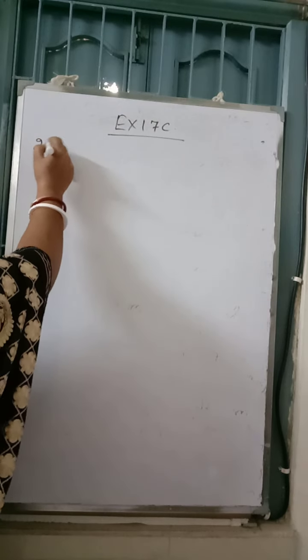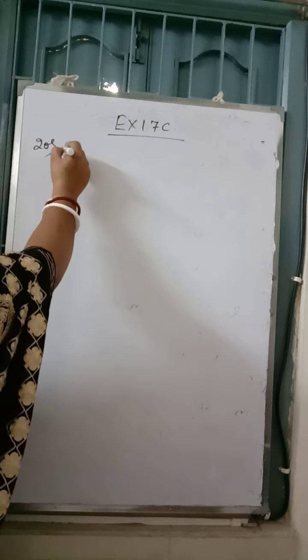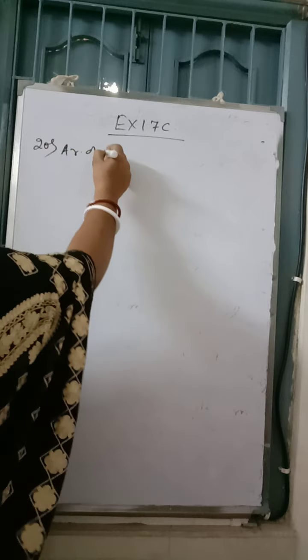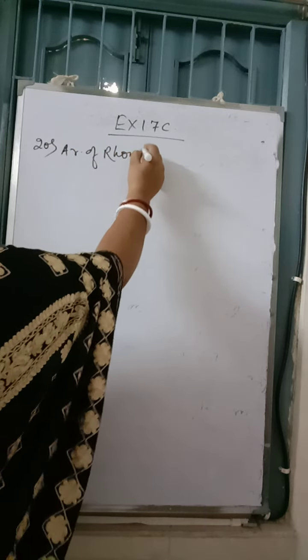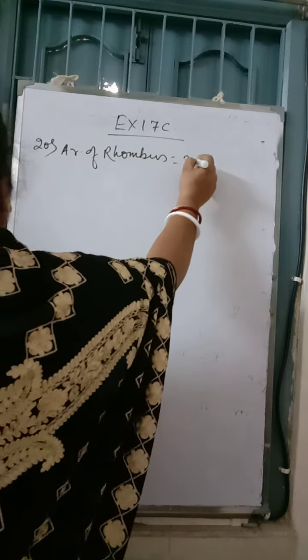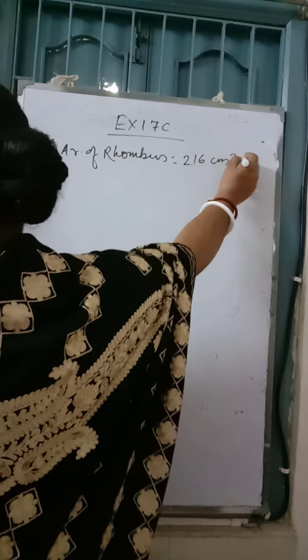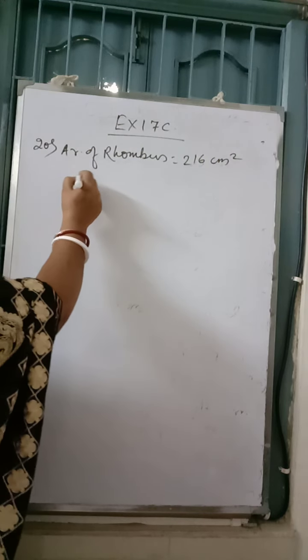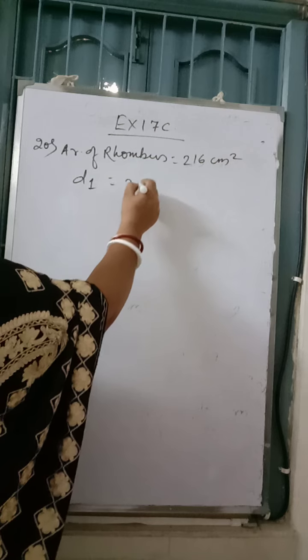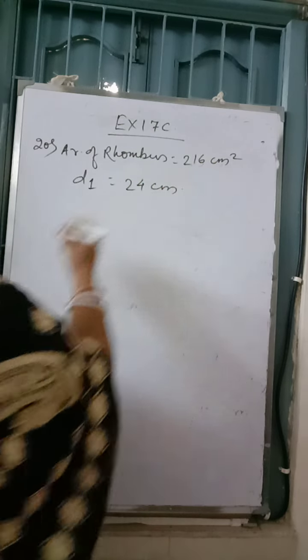Yes. In yesterday's live class we completed up to question number 19. Look at question number 20. It says the area of a rhombus is 216 centimeters square, D1 is equal to 24 centimeters. You have to find the perimeter of the rhombus.